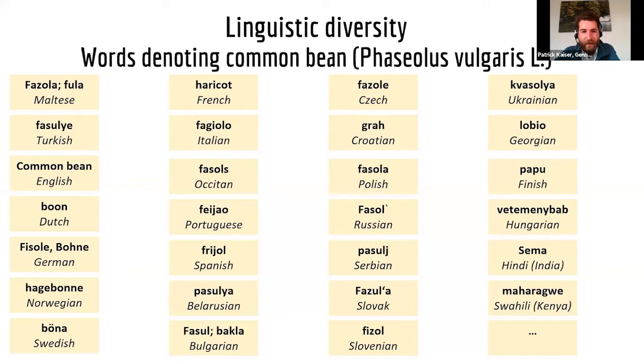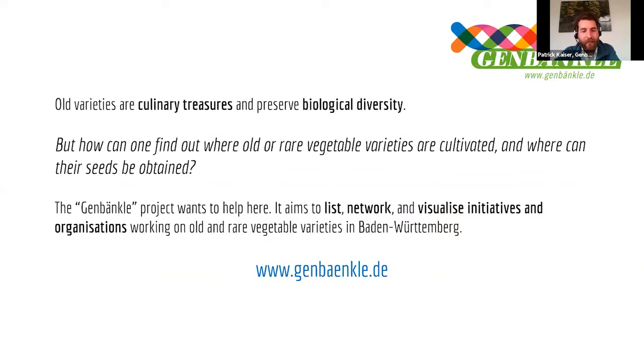As mentioned, I'm talking today for our trust Genbänkle, that is based in southern Germany in the state of Baden-Württemberg. We feel that old varieties are culinary treasures and they preserve biological diversity. I guess a lot of people here in this round feel like that. In our region, we try to show people how they can find out where old varieties are cultivated and where they can get the seeds for these varieties.